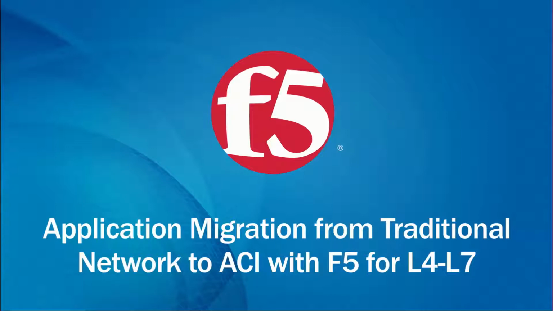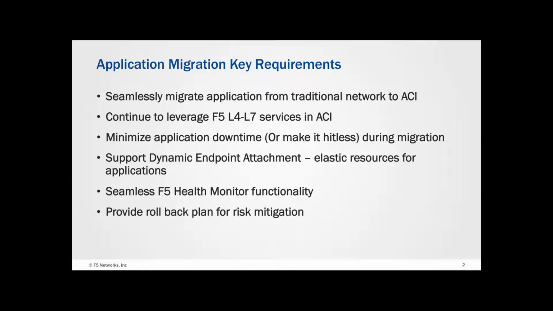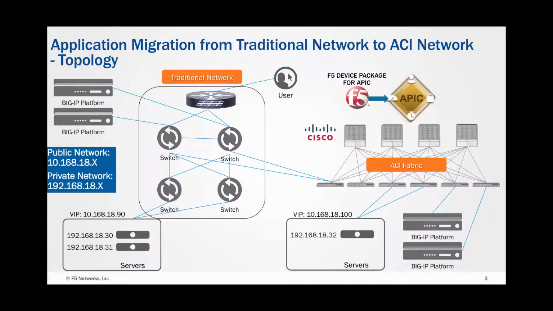I'll be showing you how to migrate applications from a traditional network over to Cisco ACI with F5 for L4-L7 services. Some key attributes that will be addressed include seamless migration, minimized downtime, continued health monitoring, and support for features like dynamic endpoint attachment. Let's go over how this works.